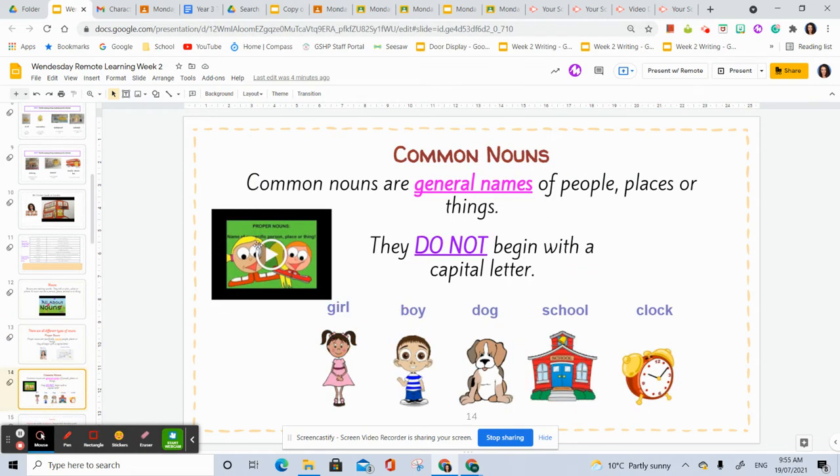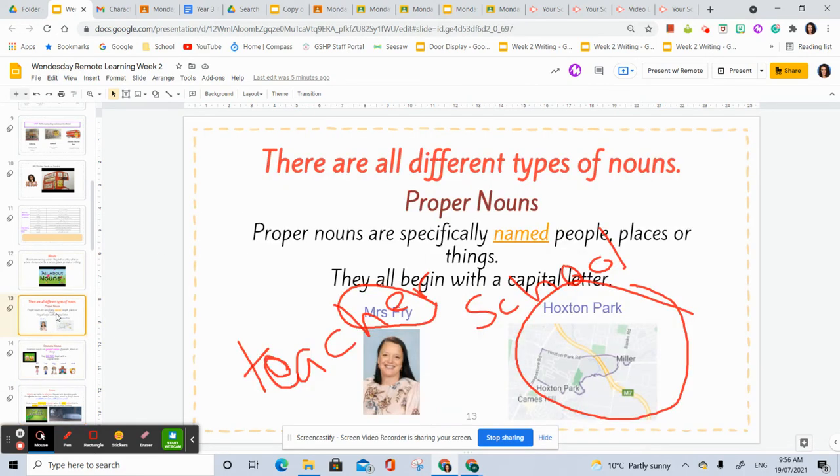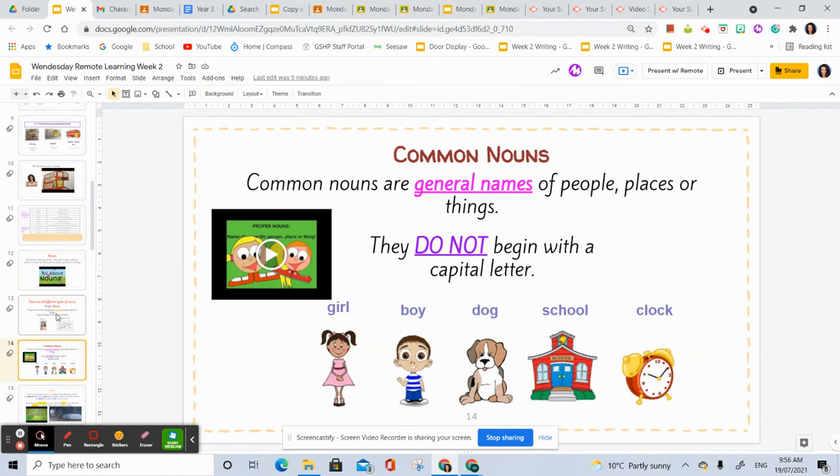If we have a common noun, and there is a video link here that gives you a bit more information between proper and common nouns, they're general things. They do not begin with a capital letter, like girl, boy, dog, school, and clock. So keep that in mind. We're also going to continue to focus on adverbs because these two concepts are concepts that you should already know, okay?